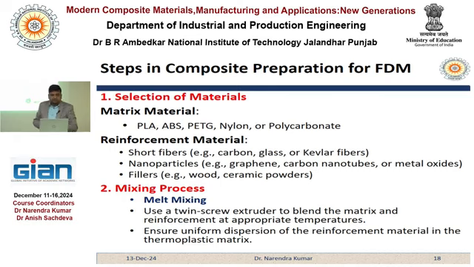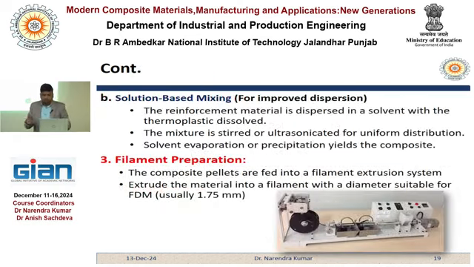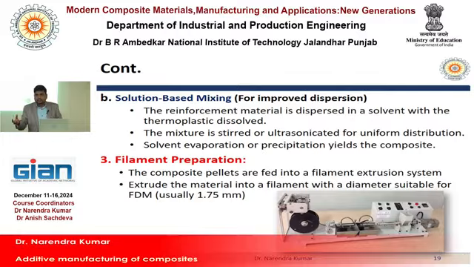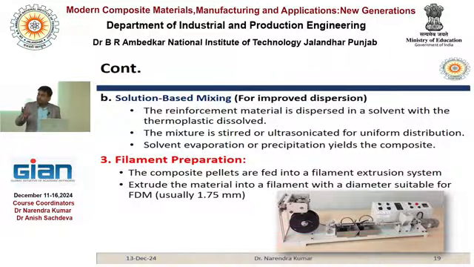But in the solution based mixing, what we do, initially we take the solvent, right, and that is selected based on the selected matrix material. Suppose the matrix material is ABS, for example. So acetone is the solvent of ABS. So I will take ABS and acetone both, and then I will use a magnetic stirrer, or I can go for the ultrasonic stirrer also. So I will mix, I will prepare the solution. Then after I will add the reinforcement material. Then again I will mix it.